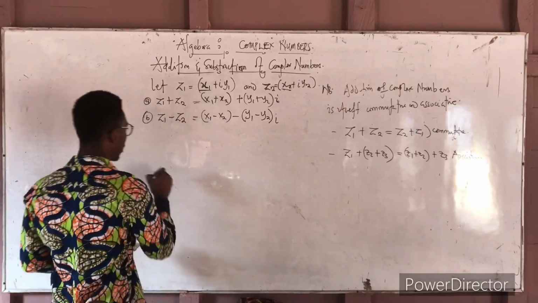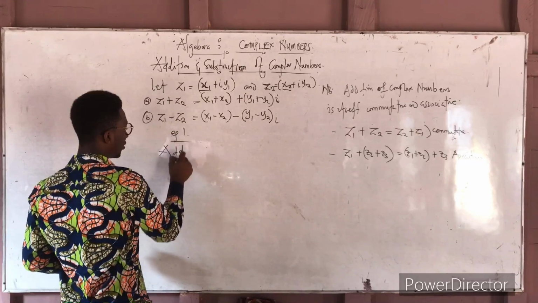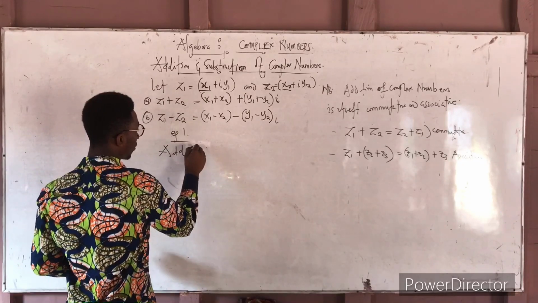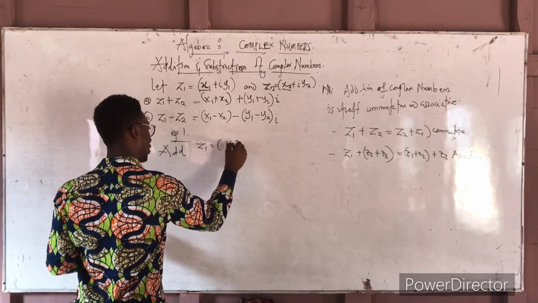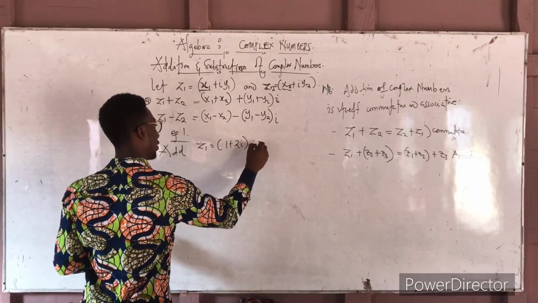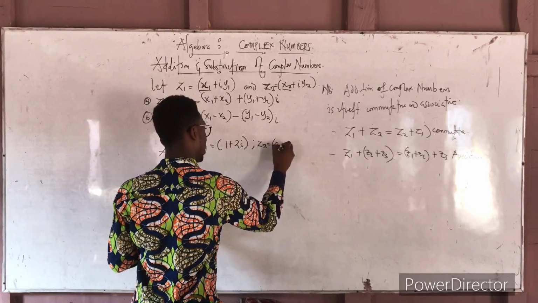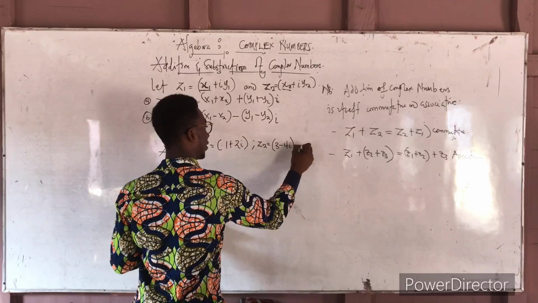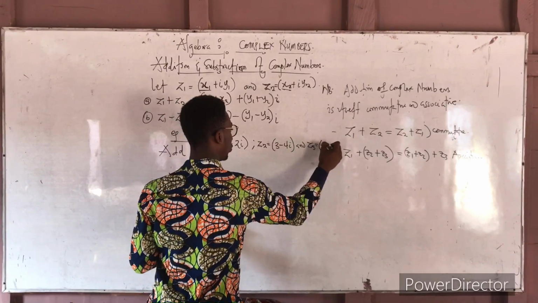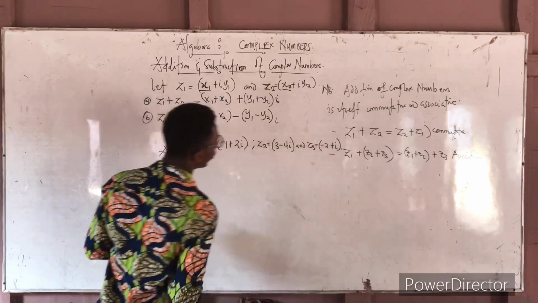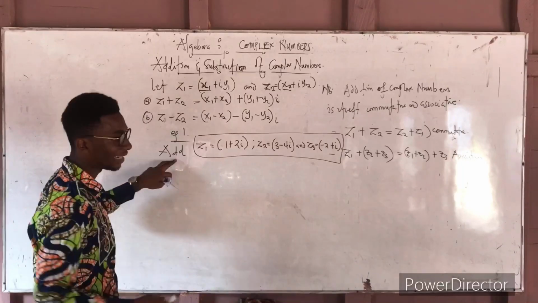Example: add the following. z1 is equal to 1 plus 2i, z2 is equal to 3 minus 4i, and z3 is equal to minus 2 plus i. So we have these three complex numbers, and we are asked to add them.